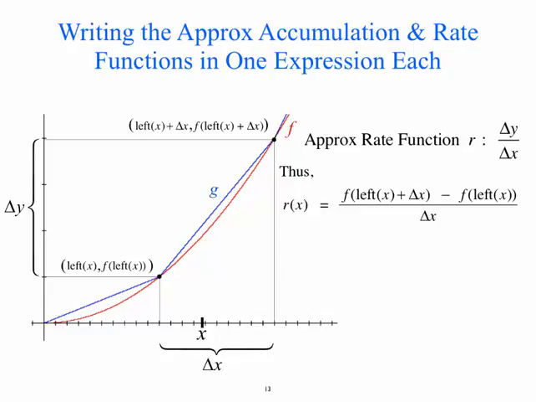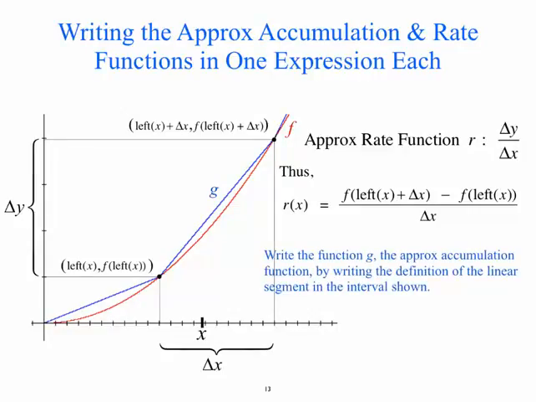Okay, so then the last thing is we want to write the function g, the approximate accumulation function, by writing the definition of the linear segment in an arbitrary interval. In this interval right here, how would you write the definition of that segment, just like we did earlier, but now using expressions for these coordinates? And because of left of x, that will be true for every interval. Last thing. What is g of x?